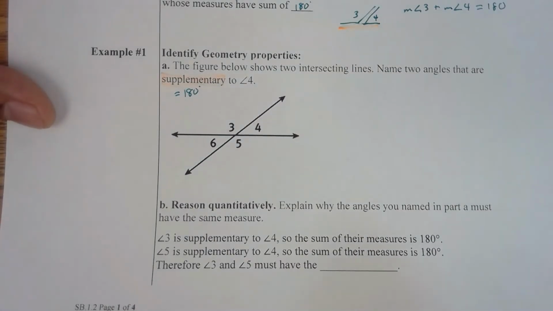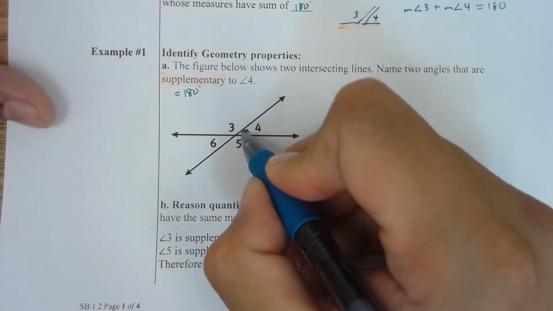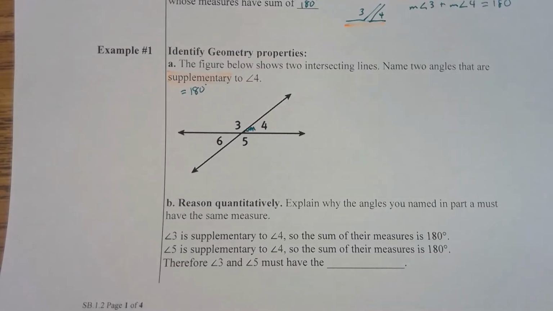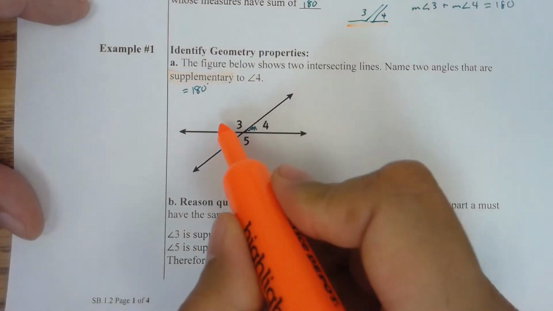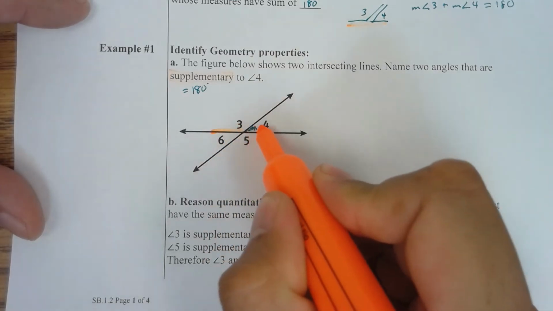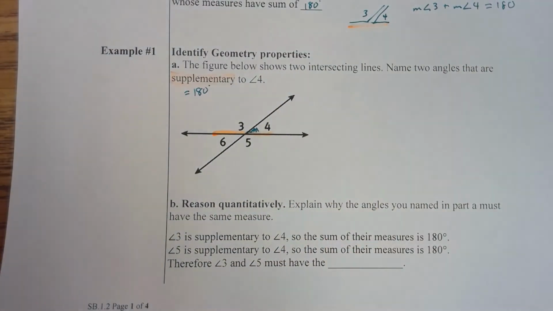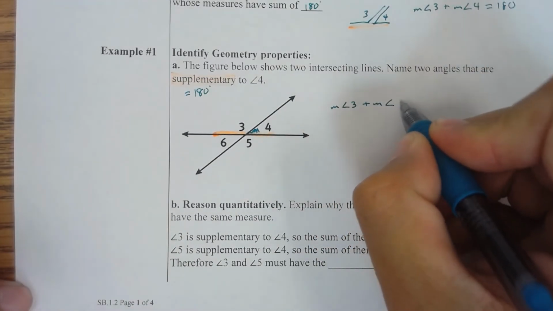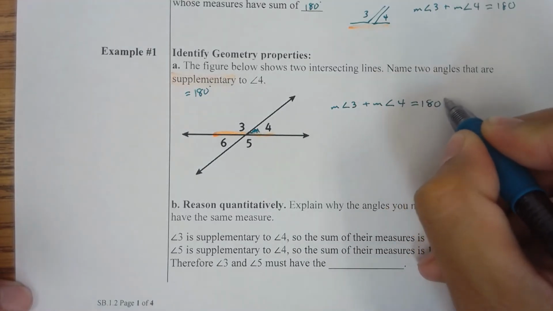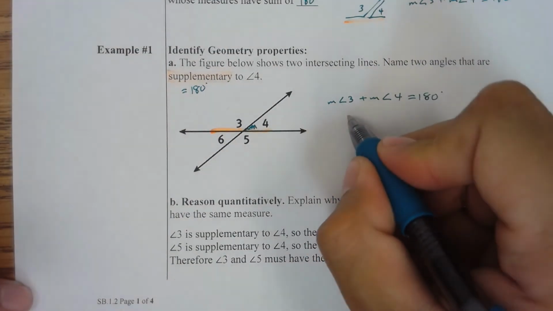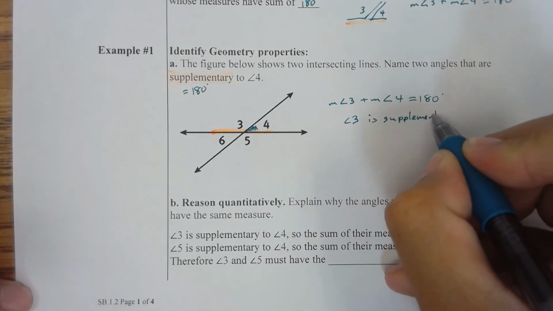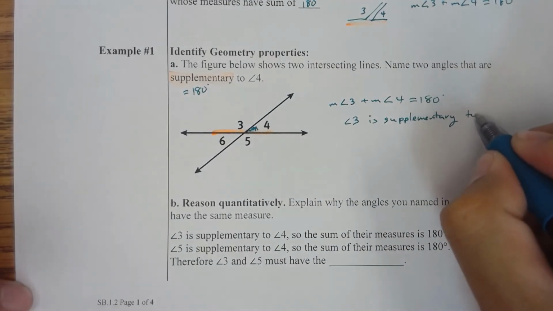If you want to know what equals angle 4, here's my angle 4 right here. So we just need to find angle 4 and another angle that form a nice straight line. Right here, if I put it next to angle 3, that forms a nice straight line. So we know that the measure of angle 3 plus the measure of angle 4 will definitely give you 180 degrees. So we know that angle 3 is supplementary to angle 4.